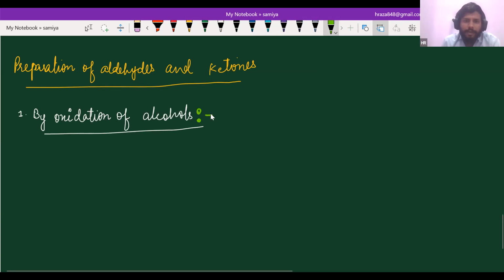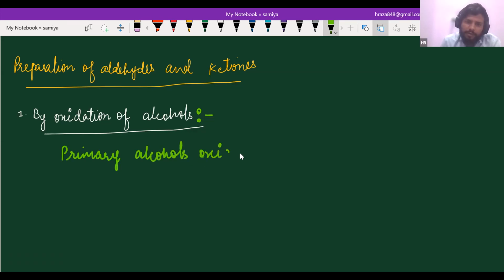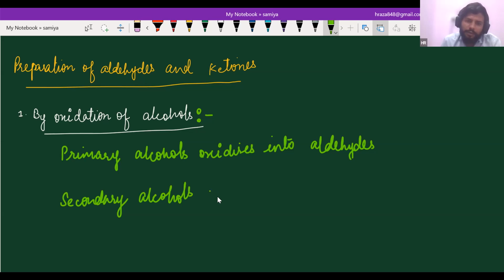By oxidation of alcohols. Now you can see primary alcohols oxidize into aldehydes, as we have studied in alcohols, phenols, and ethers. And secondary alcohols oxidize into ketones, always. Tertiary alcohols do not oxidize.